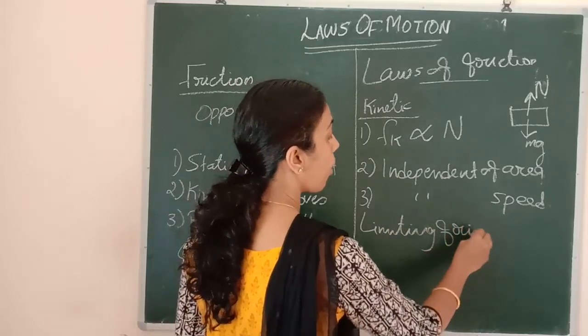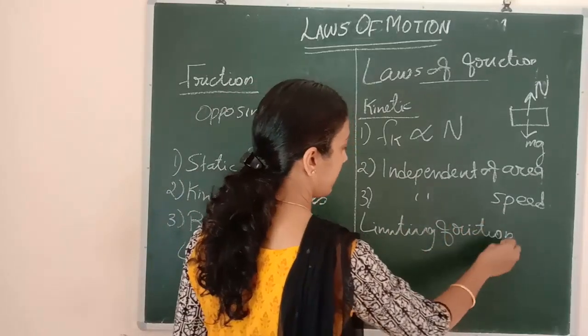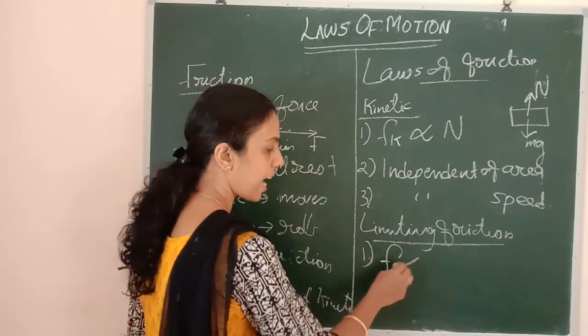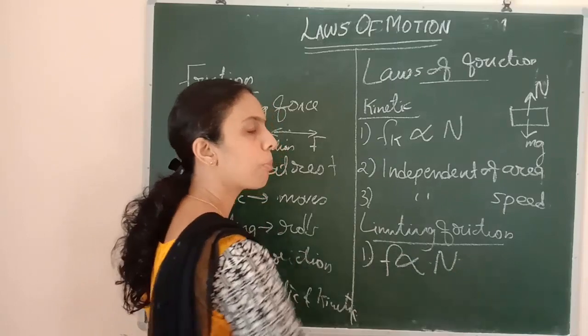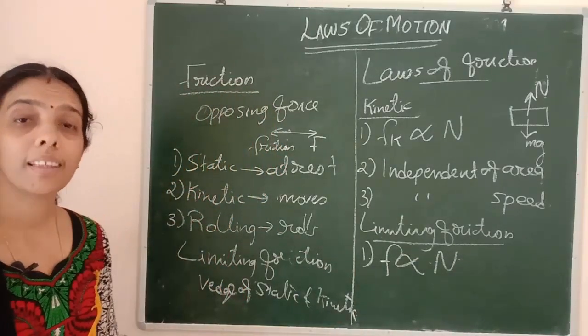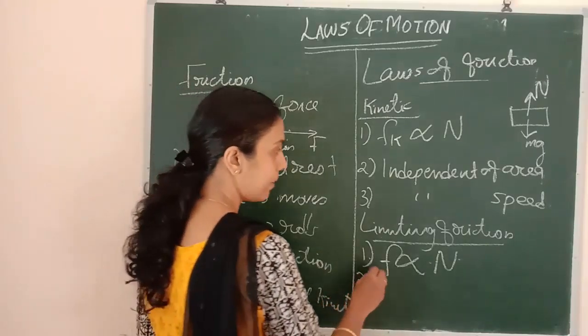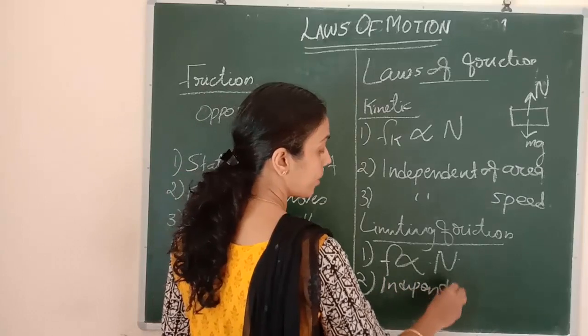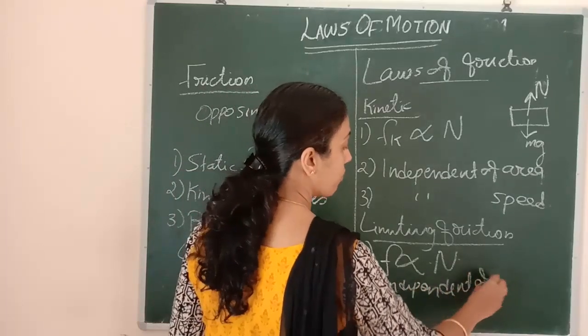What are the laws of limiting friction? First, limiting frictional force is directly proportional to the normal reaction. This depends on the normal reactional force. Second, it is independent of the area.